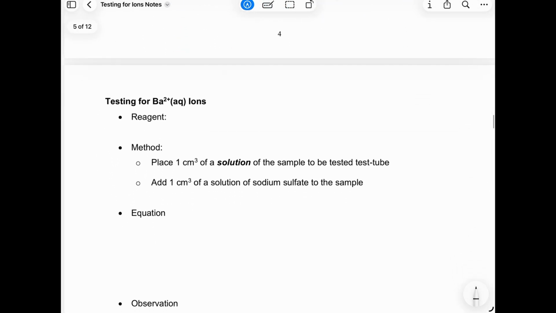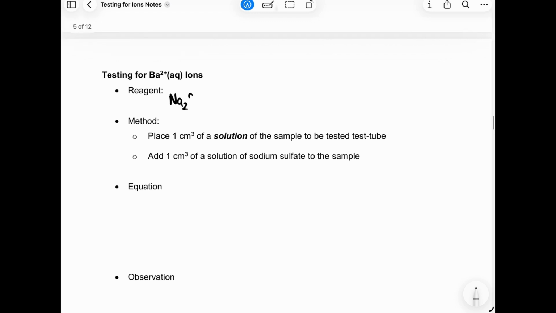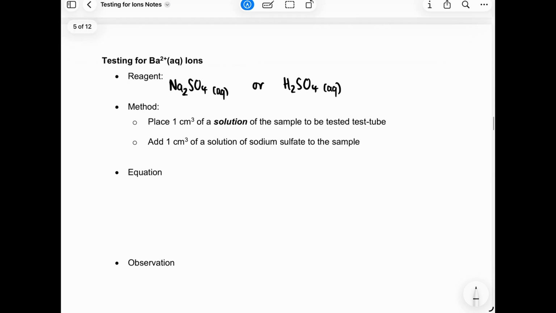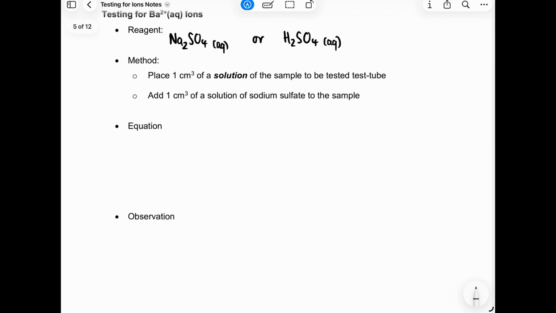Our next test is to see how we would test for barium ions. So again, we're looking for some insoluble product of barium, and we know that barium sulfate is completely insoluble. So we want to add a reagent that contains sulfate ions. So our reagent could be maybe sodium sulfate solution or sulfuric acid. These all contain sulfate ions. Again, we put 1 centimetre cubed of our sample in the test tube and 1 centimetre cubed of our testing reagent, so sodium sulfate or sulfuric acid.